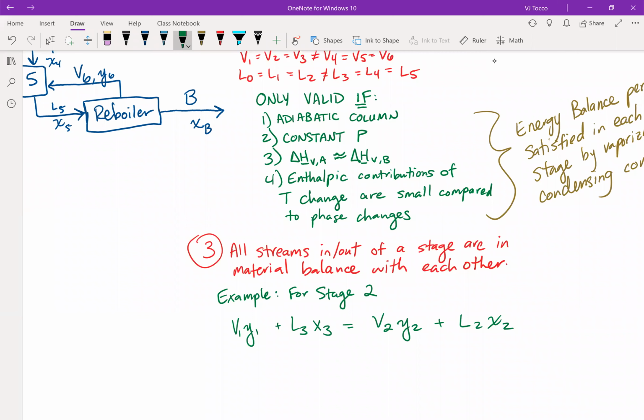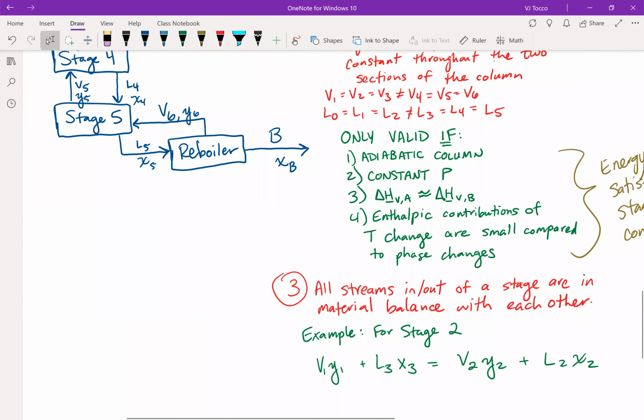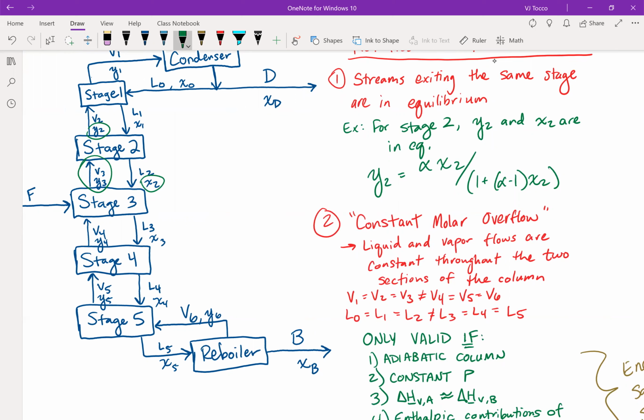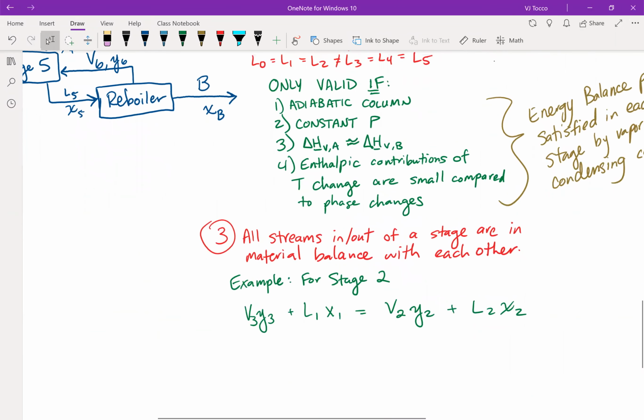So the material balance is of the form in is equal to out. So I have two streams coming into stage 2. It is the vapor, whoops, I mixed this up. This is vapor V3 and Y3, and L has a subscript 1. So the streams that I'm counting as coming into stage 2 are the vapor coming from stage 3 and the liquid coming from stage 1, and on the outside, I have V2, Y2, and L2, X2. And then since constant molar overflow applies, we can drop the subscripts as well because V3 is equal to V2 and L1 is equal to L2. So we can simply say V y3 plus L x1 is equal to V y2 plus L x2.